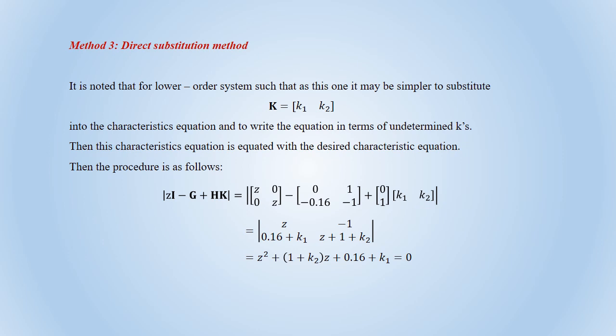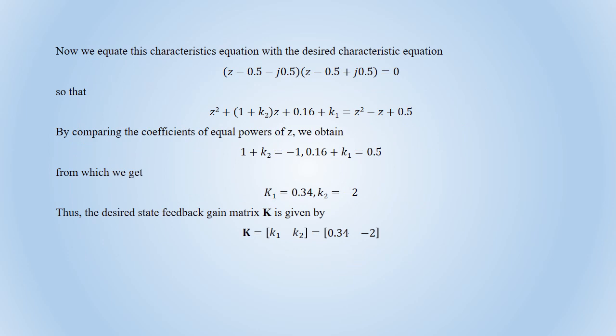The determinant of zI minus (G plus HK) is the characteristic equation, and we compare it with the desired one. This is zI minus (G plus H times K), where here we are assuming K as [K1, K2]. So zI minus (G plus HK) is coming out to be this matrix, and in turn we solve the determinant. So the determinant is this value. Now let us see what is the actual desired characteristic equation. We already calculated it. So we'll equate it with the actual desired characteristic equation.